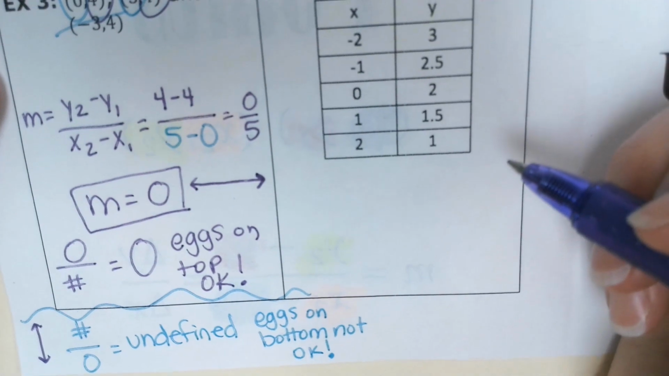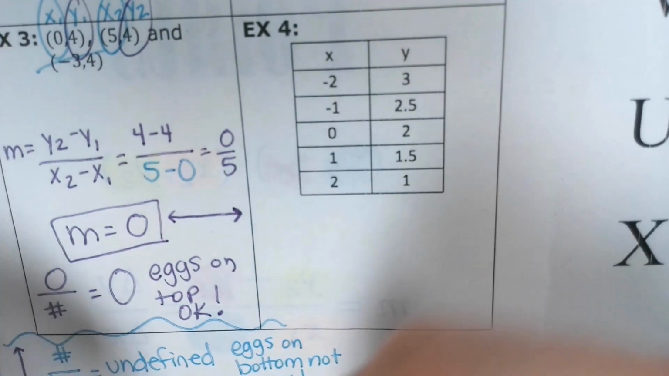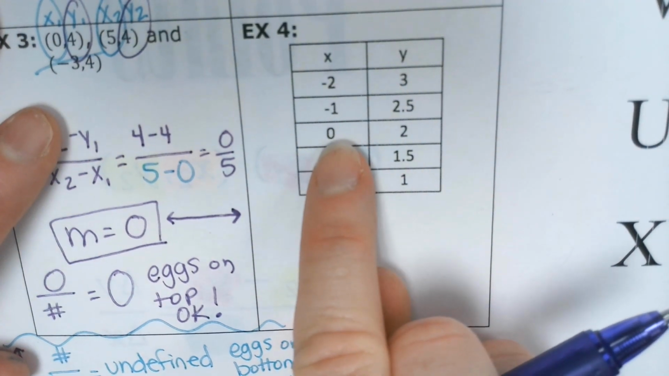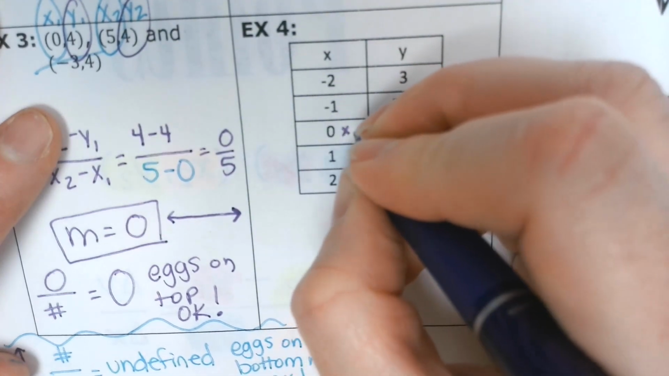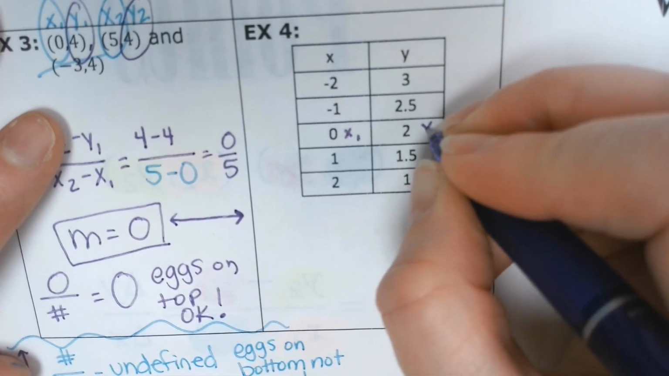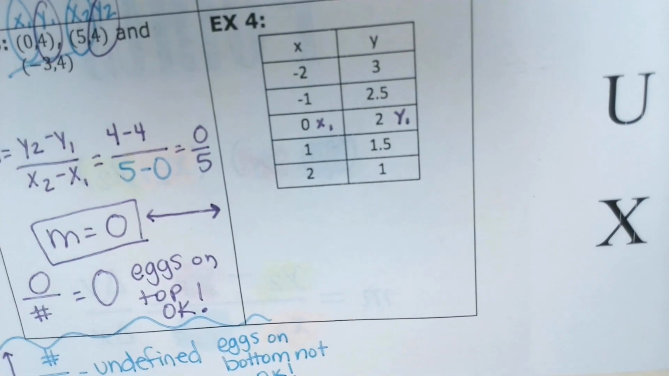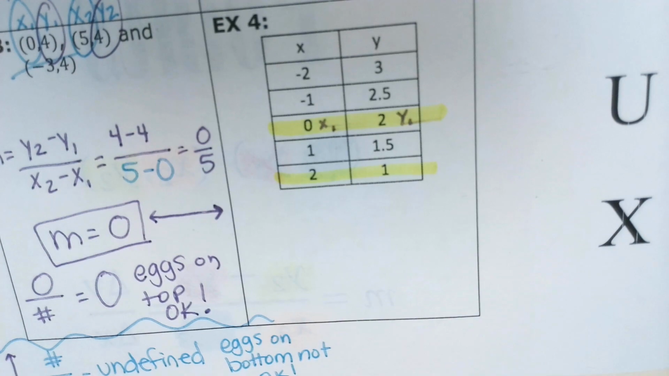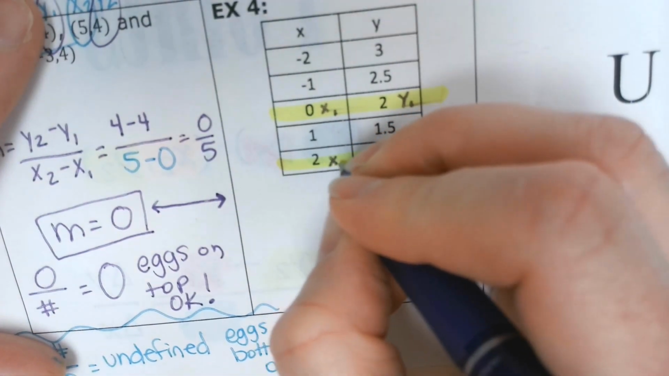Okay, let's go to example 4. If you have a table, you can pick any 2 points to do your slope. If I'm looking at this, I want to find the easiest ones to deal with. So I really don't want decimals, and I really don't want negatives. So I would pick this as my x1, 0, and 2 as my y1. You just find the easiest ones. So I'm going to do those. And then I'd probably do these next. 2, 1. So this would be x2, y2.